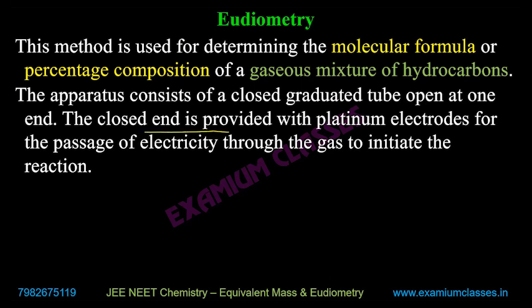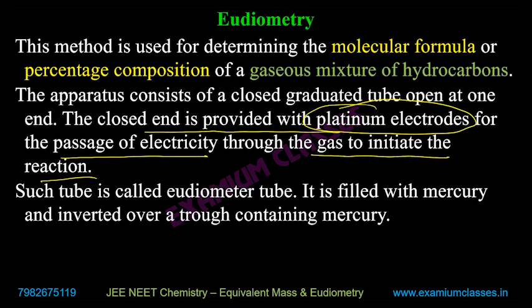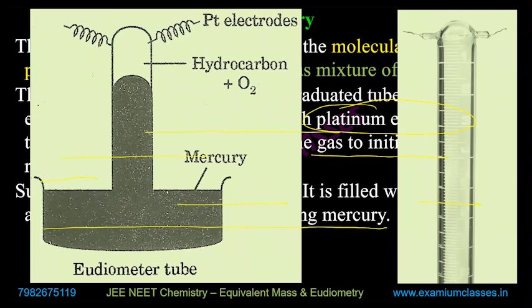The closed end is provided with platinum electrodes for passage of electricity through the gas to initiate the reaction. Such a tube is called a eudiometer tube. It is filled with mercury and inverted over a trough containing mercury. So this is how it looks. The tube in reality looks like this, the right side. Left side is the diagrammatic representation.